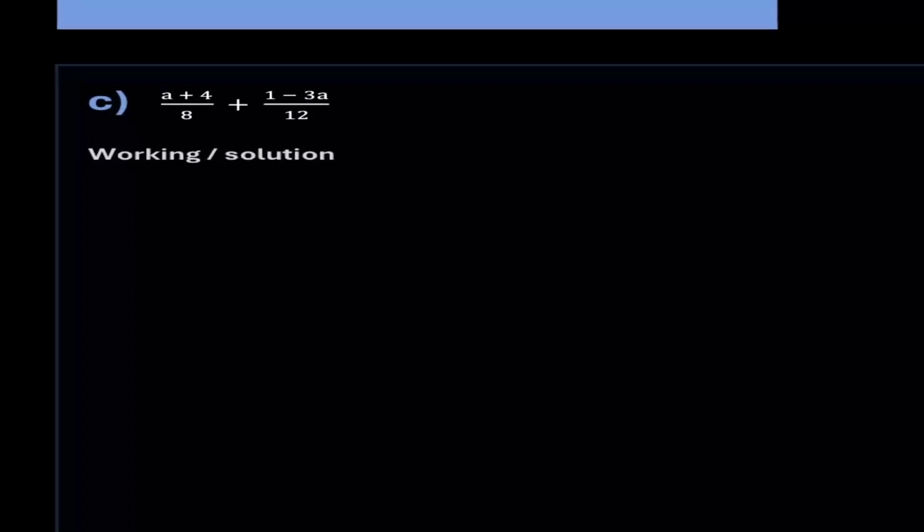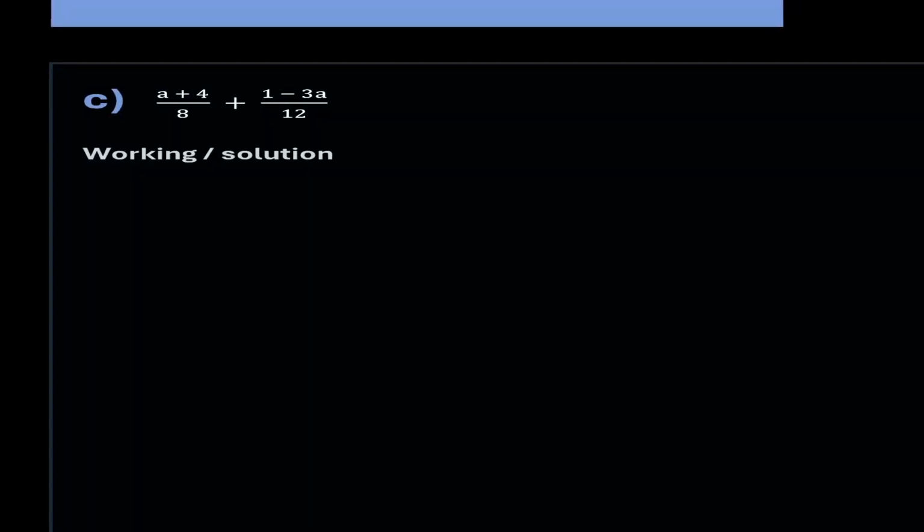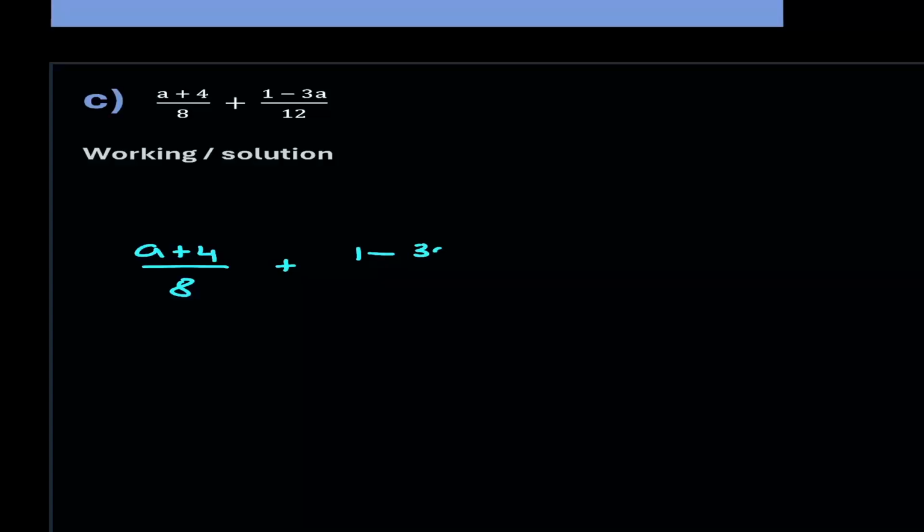Okay, let's get even harder. So now we've got a plus 4 on 8 plus 1, take 3a on 12. So let's write that out. So we could either do cross multiplication or make both denominators the same. I guess the lowest common multiple is 24. Which one would you prefer? It's probably easier, just because these are big numbers, rather than cross multiplying, to make both the denominator 24. So let's do that.